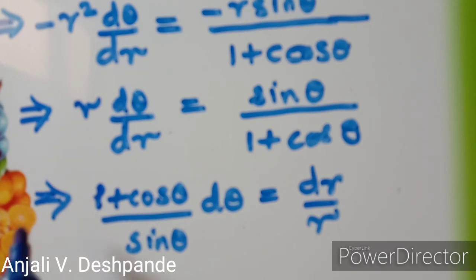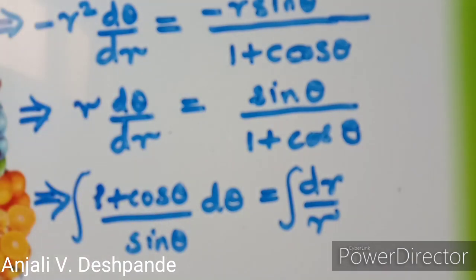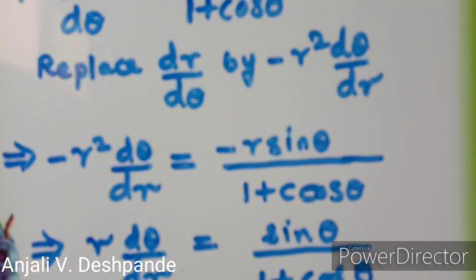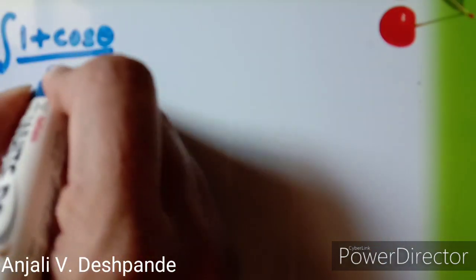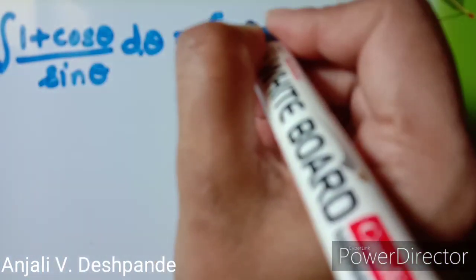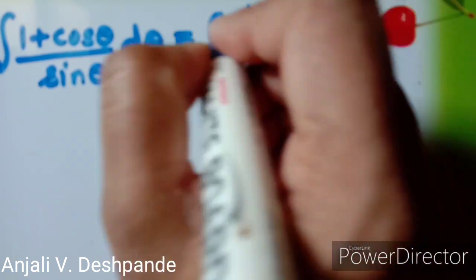To solve this, we have to integrate both the sides, right? We are going to use some basic trigonometric identities and then continue. So the equation which we now have to solve is the integration of 1 plus cos theta divided by sine theta d theta is equal to the integration of dr by r.